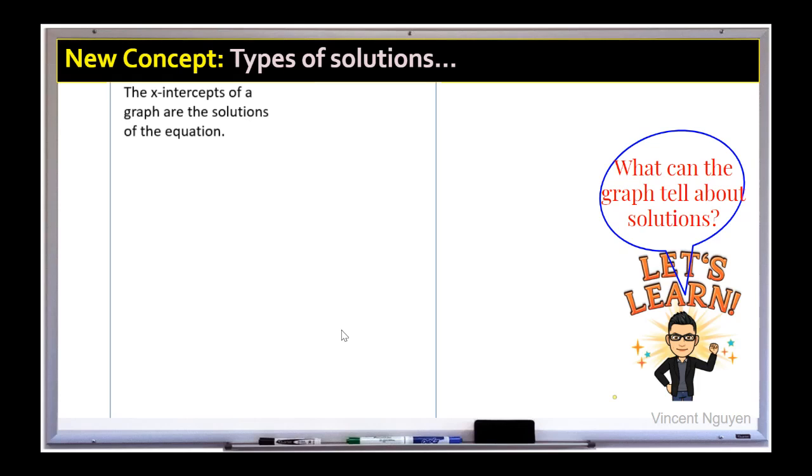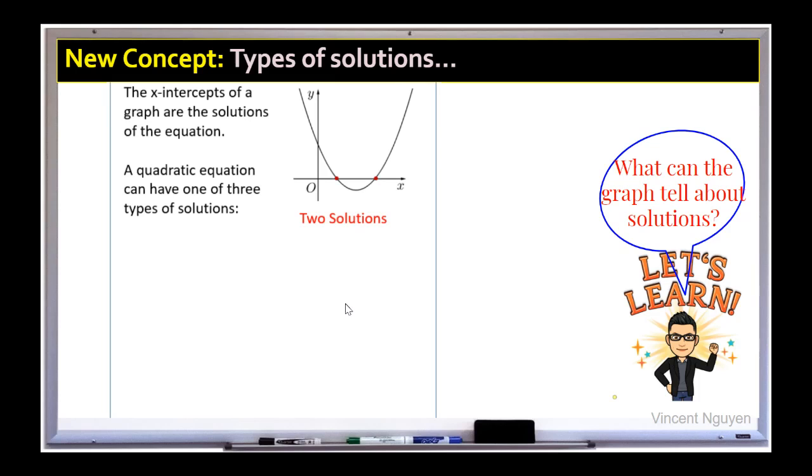So sometimes, though, your graph can have different looks, right? Sometimes there are two different x-intercepts that are shown when you graph an equation. So in this case, of course, your equation has two solutions, okay? But there are other times where your graph only touches the x-axis at exactly one point. In this case, we know we only have one solution because there is only one x-intercept.